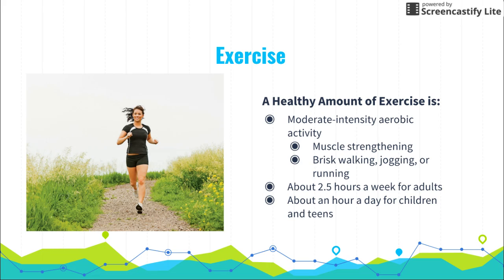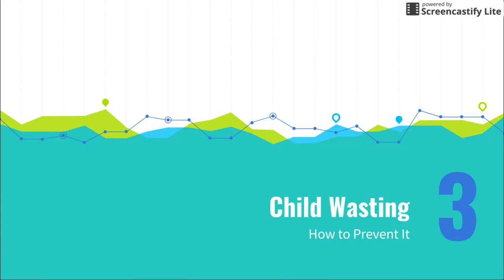Exercise. A healthy amount of exercise is some moderate intensity aerobic activity. This includes muscle strengthening, like weightlifting or push-ups, and walking, jogging, or running. About 2.5 hours of exercise a week for adults is healthy, but children and teens should exercise for about an hour a day. Child wasting and how to prevent it.